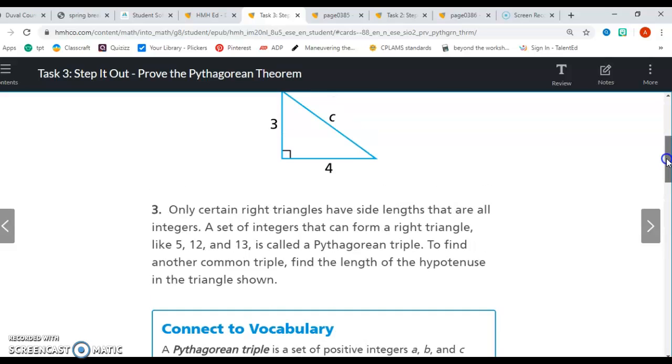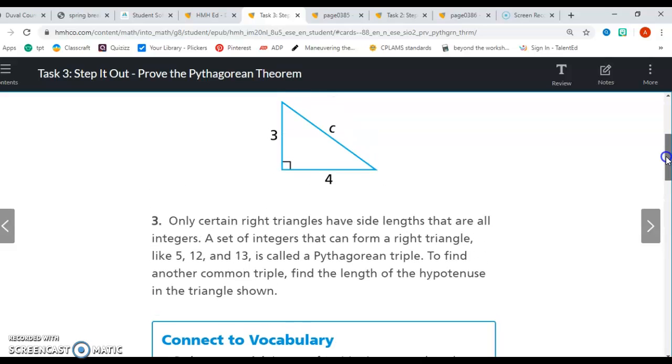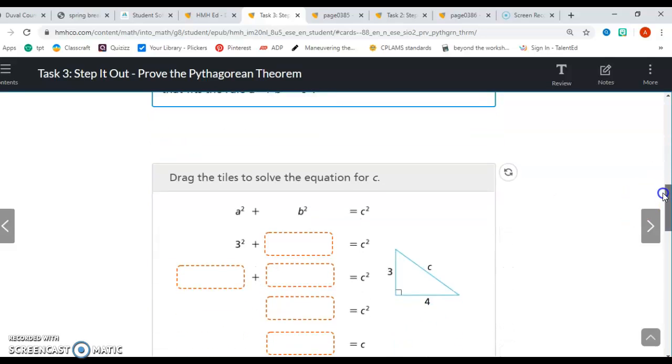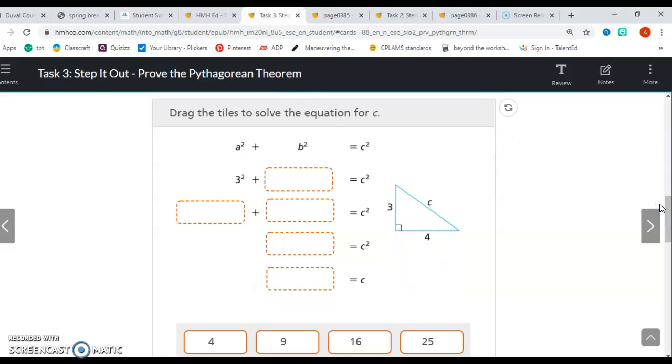All right, here we are using a squared plus b squared equals c squared to solve for the hypotenuse. The height is 3. My a value for this triangle is 3. My b value is the base measurement of this triangle, which is 4.